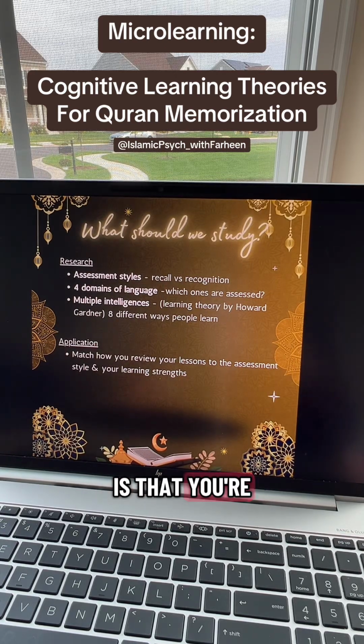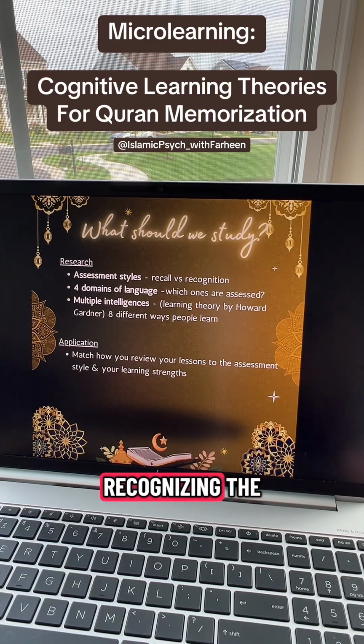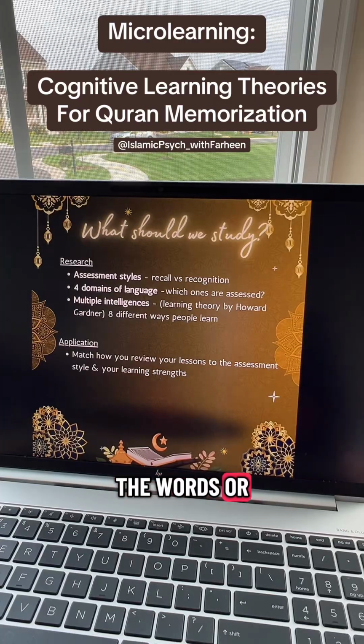However it is that you're going to be assessed, you want to match that to how you review. So in terms of recall, if you have to recite a surah, you want to practice by reciting and saying it out loud as well. If it's just recognition, you might be able to get away with not writing things out or not reciting it, just looking at it on a sheet of paper and recognizing the words or the information that you will be assessed on.